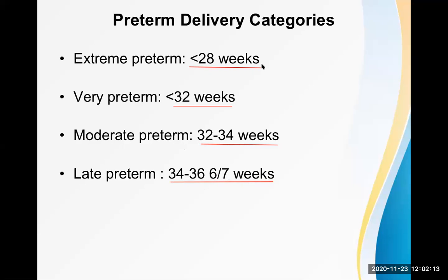The prognosis depends on these categories. If some babies are delivered before 28 weeks, in many centers they directly tell the parents there is a very poor chance of survival, and this is a fact. Especially in developing countries, we don't have much facility to make those babies survive. But if the babies are delivered in the moderate preterm and late preterm, most of them can survive these days. Let's move on.